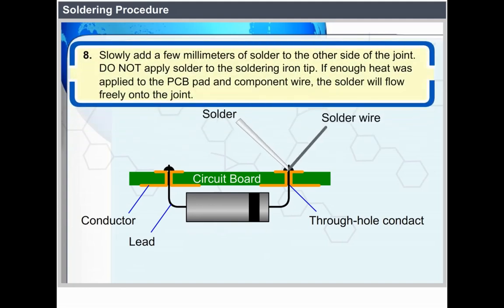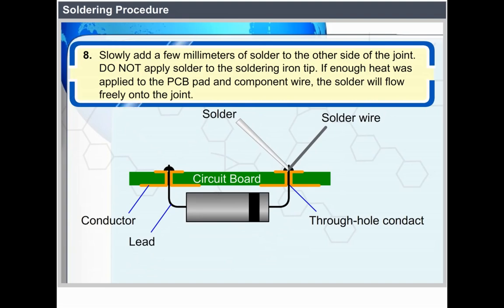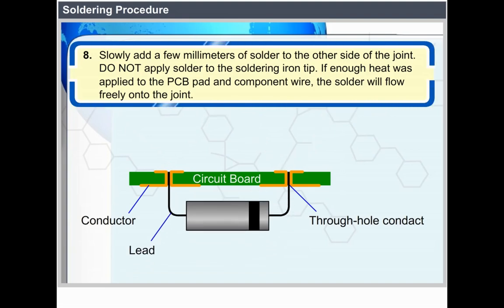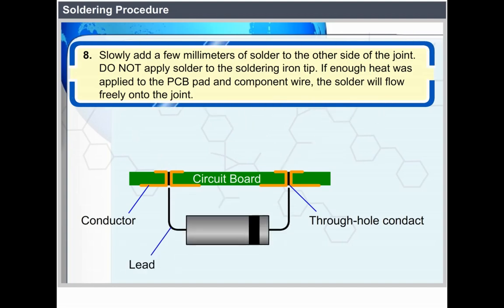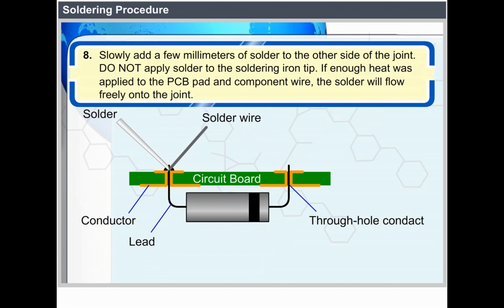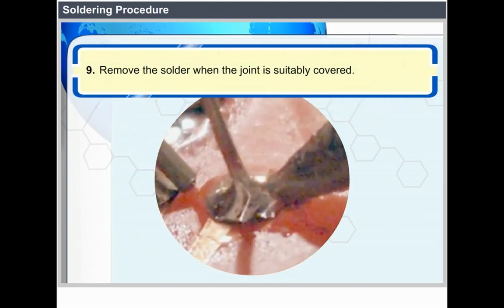Slowly add a few millimeters of solder to the other side of the joint. Do not apply solder to the soldering iron tip. If enough heat was applied to the PCB pad and the component wire, the solder will flow freely onto the joint. Method of soldering through-hole joints as shown in figure. Remove the solder when the joint is suitably covered.